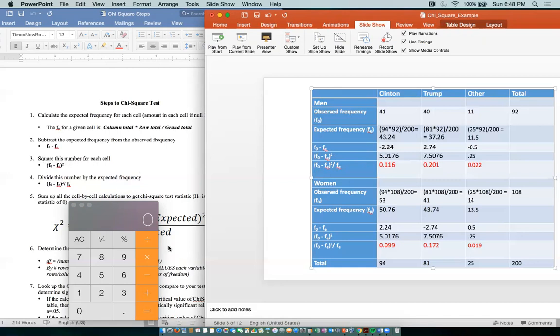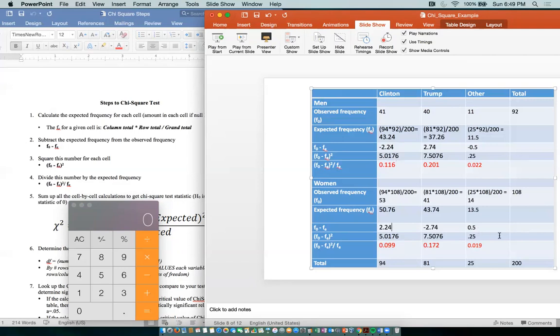So basically I have that F sub O minus F sub E and I square it. So here I square negative 2.24, I get 5.0176. Funny thing, I also square 2.24 and I also get 5.0176. So in effect, squaring each of these numbers gets rid of the negative. And now I can actually start adding them up together so they don't cancel each other out. So that's step 3.